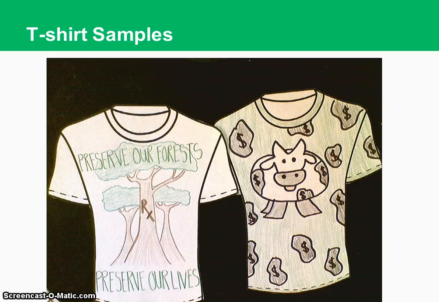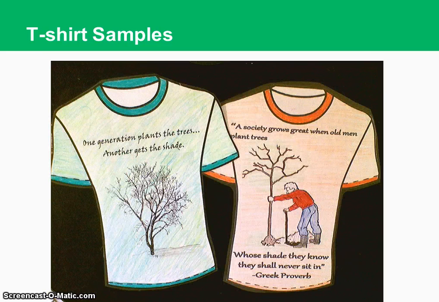But the idea with the front of your shirt is to present some cute idea, some really basic drawing of why it's important to protect biodiversity. You can use a quote. I always love a good quote. One generation plants the trees, another gets the shade. A society grows great when old men plant trees whose shade they know they will never sit in. Don't use these quotes, be creative, but there's some great stuff out there of what you can do.